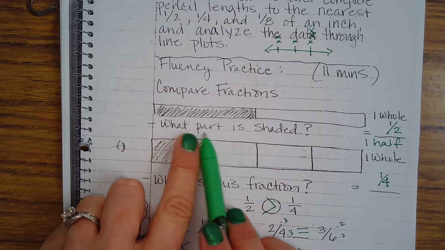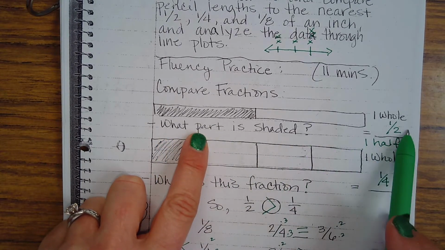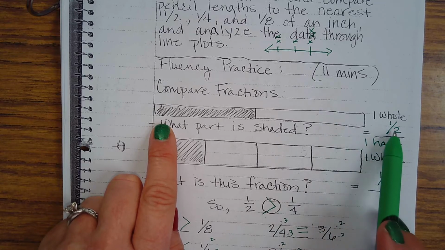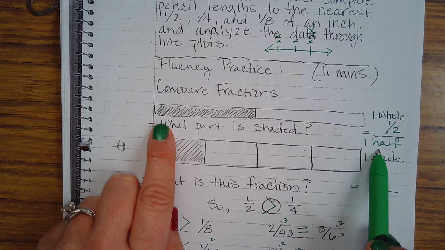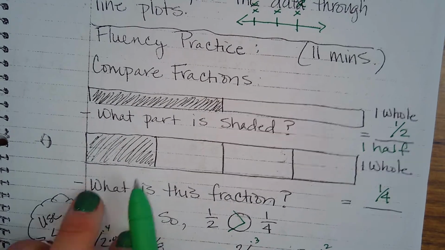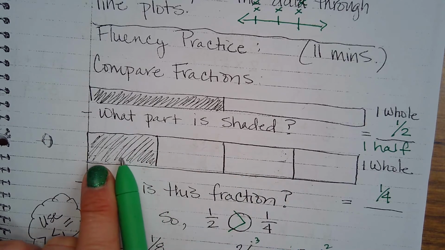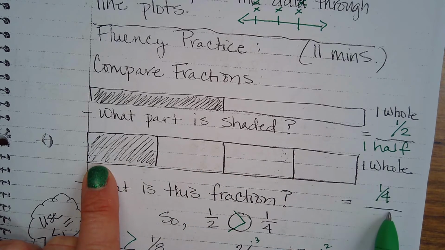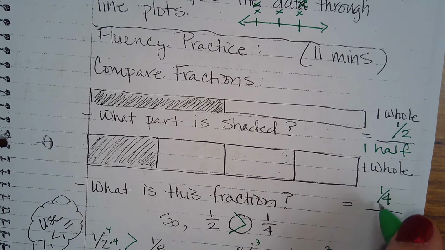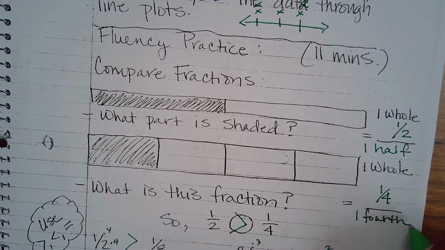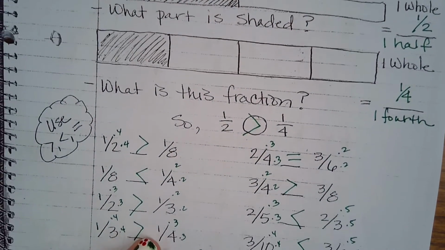All right, so what part is shaded? Well, 1/2 of this whole is shaded, correct? You could write it like this. Okay. Then we have what part of this is shaded? Well, 1/4 of this whole is shaded, right? You could write it like this. You could also write it like this, in word form or unit form.